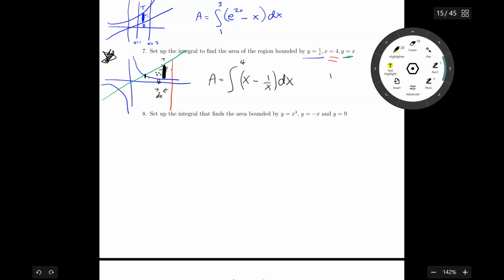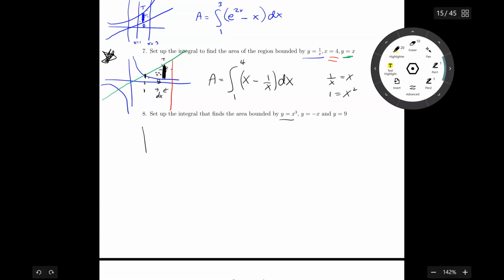And let's think about where 1 over x equals x. So that's 1 equals x squared, x equals plus or minus 1, but you can just see that it's going to be just the x value of 1. And you didn't need to go solve it. You could probably just use your common sense to think about where they intersect.